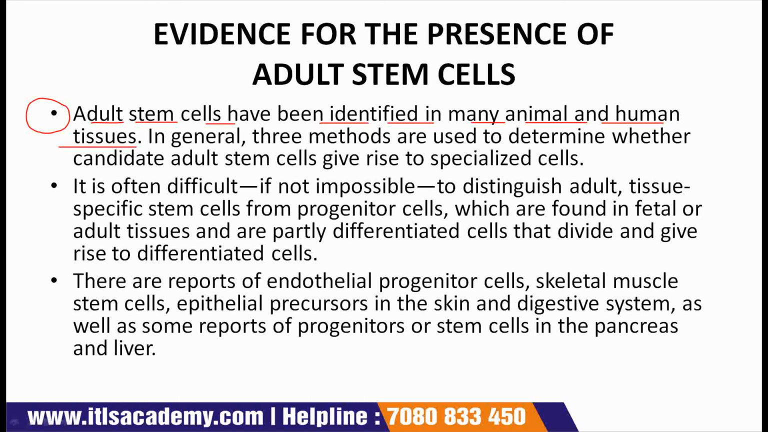In general, three methods are used to determine whether candidate adult stem cells give rise to specialized cells. Candidate adult stem cells can also be isolated and labeled and then transplanted back into the organism to determine what becomes of them.